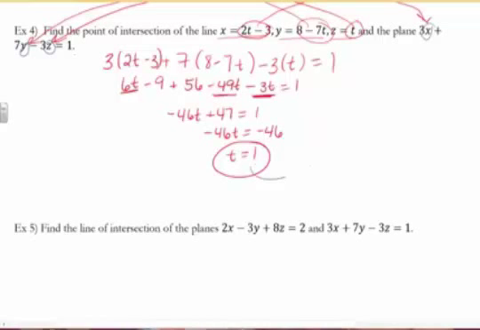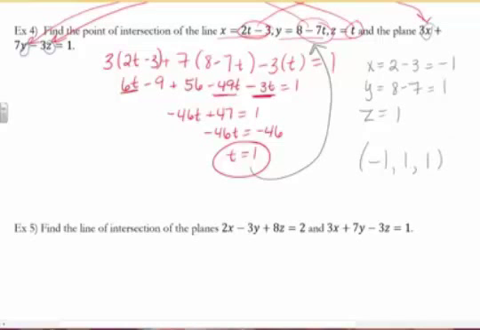So now I'm going to plug t equals 1 in for all those t's. So x equals 2 times 1 minus 3. y equals 8 minus 7 times 1. And z equals 1. So they intersect at the point negative 1, 1, 1. Long story short, when you want to know when a line and plane intersect, you simply substitute the line equations into the plane. Solve for t, plug it back in, and you're good to go.